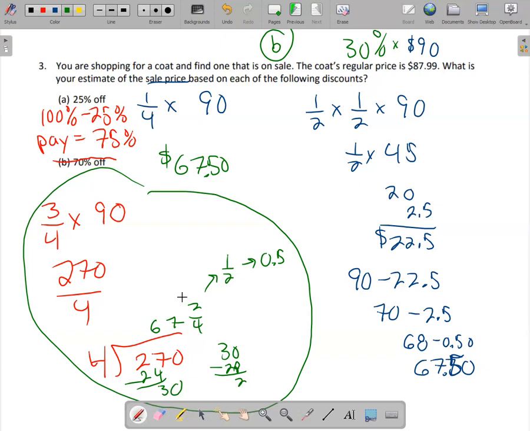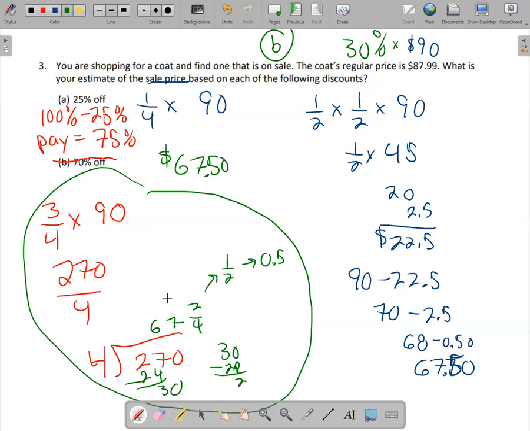All right. So Tony had an idea about this. What is it? So what's 10% of 90? 10% of 90 would be 9. Times it by 7, that's 63. That's your 70%. So 63 off of 90, you got 27 left over. That's what you're paying. Okay. That's a good way to estimate it.